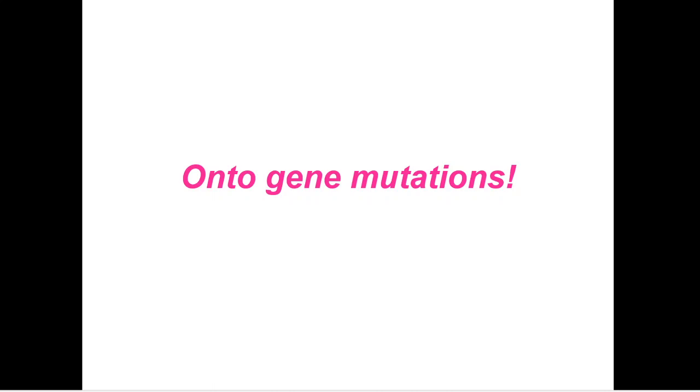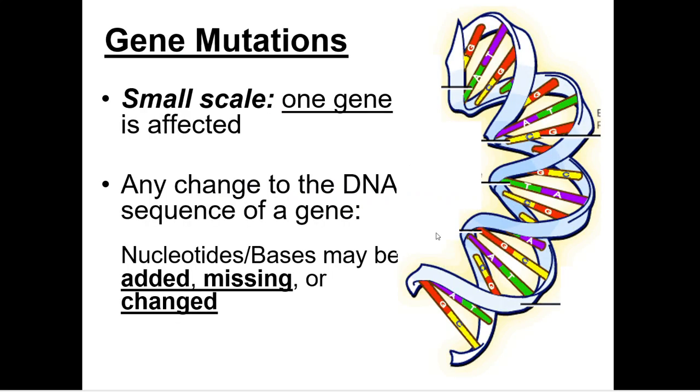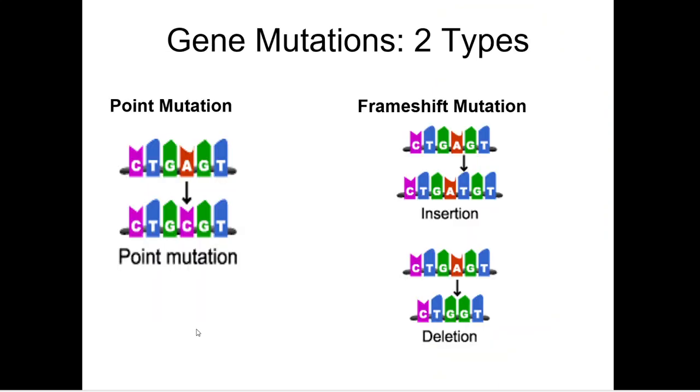That means instead of the entire chromosome, instead of the big long string, we're going to go to just one. So remember when we talked about our base pairs? Now we're going to talk about just one single one. So it's just a small scale. It's not affecting many genes, just one. And it's any change to the DNA sequence of a gene. So nucleotide bases may be added, missing, or changed, just like we talked about with chromosomes, okay?